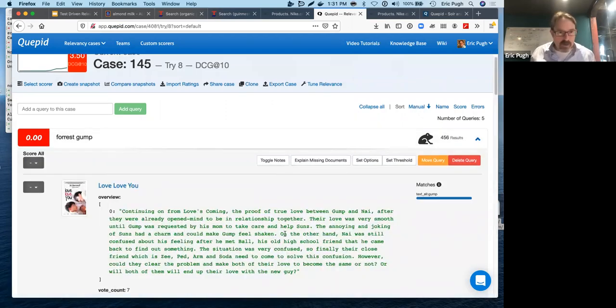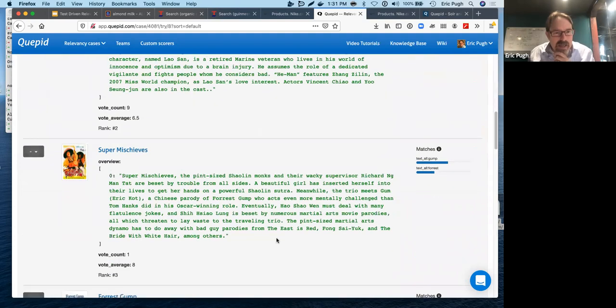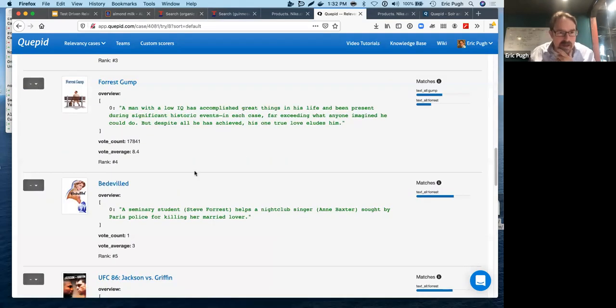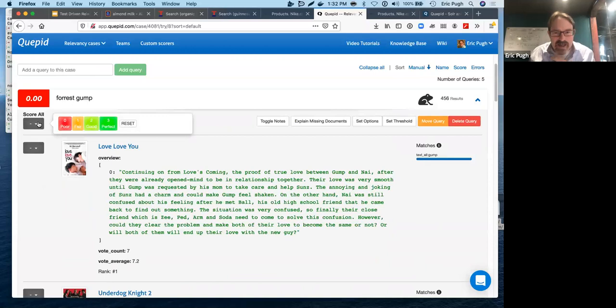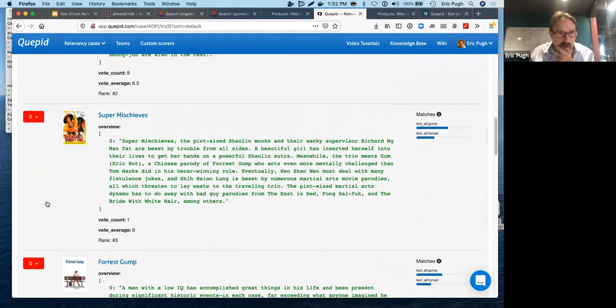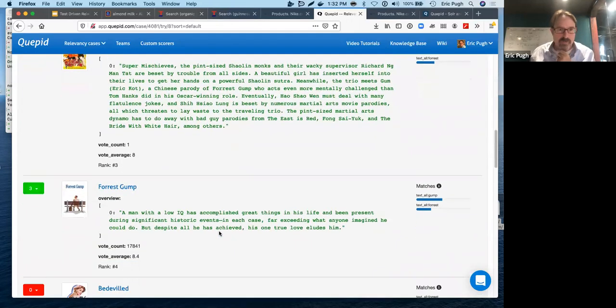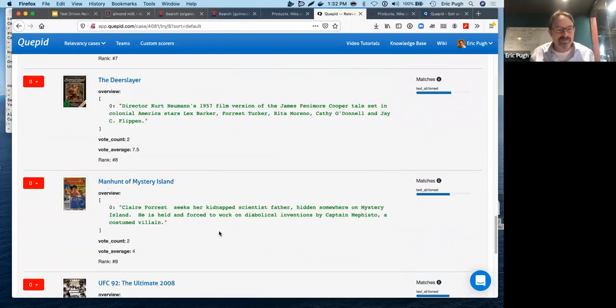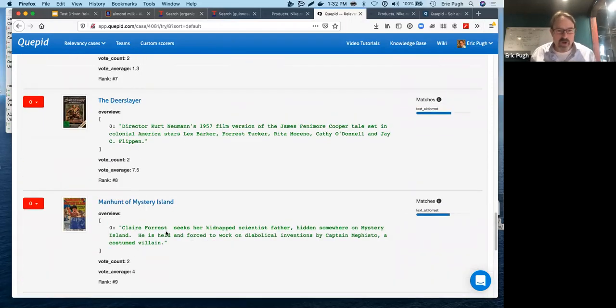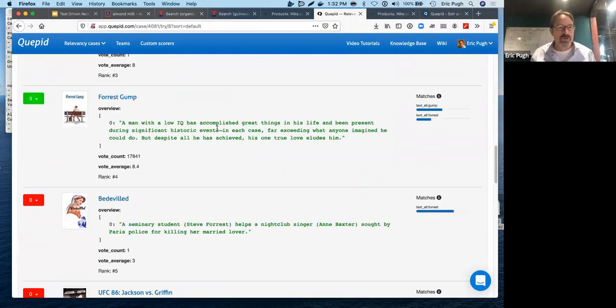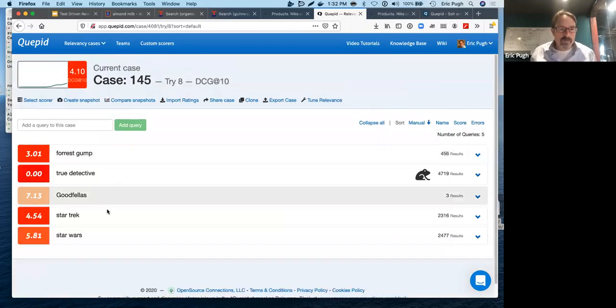Forrest Gump, I do recognize. And I see these look, I don't know, these don't look very good. I'm going to give them all poors, except for Forrest Gump right there, which is the perfect result. The rest of them, Ultimate Fighting, these are not good results. So now I have a rating, 4.10, right? And there are my search results.